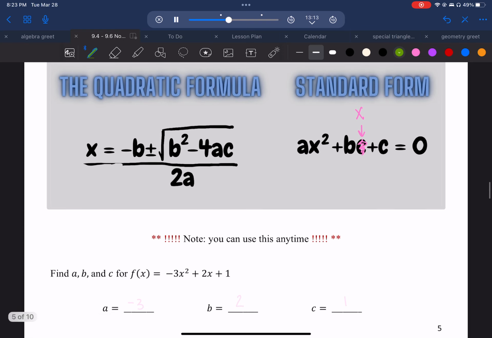So the first thing it has for us, and it says find a, b, and c for f of x equal to -3x squared plus 2x plus 1. So we have a is equal to -3, b is 2, and c is 1. Go ahead and flip that page.